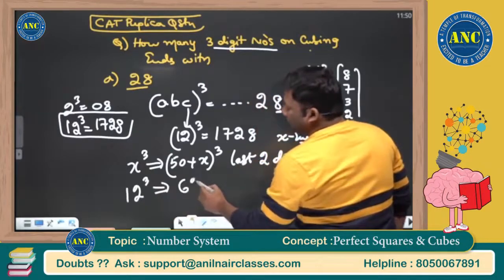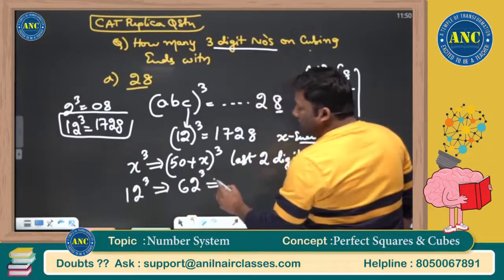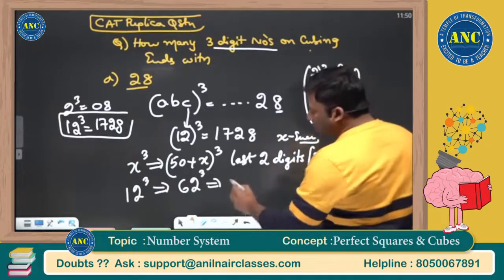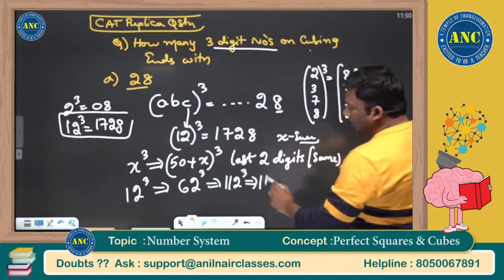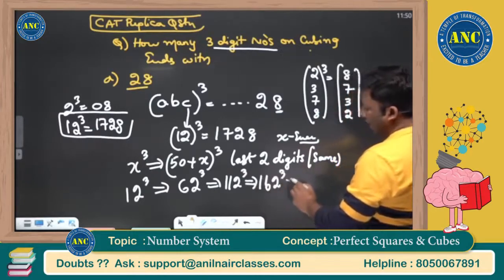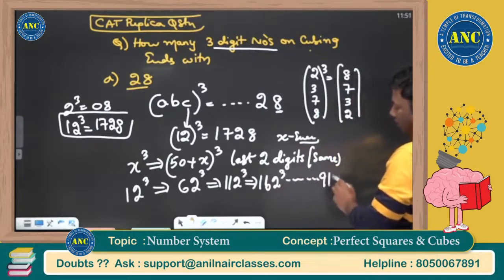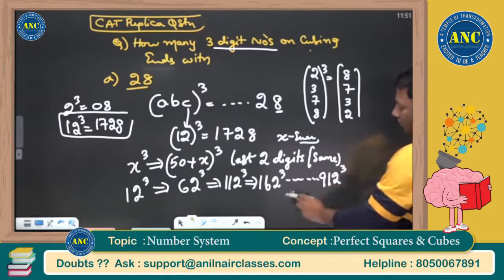12 plus 50, 62 cube. What will be the next number if x becomes 62? 112. What will be the next number? 112 plus 50, 162. And so on up to 912, 962. I hope it is clear, right?